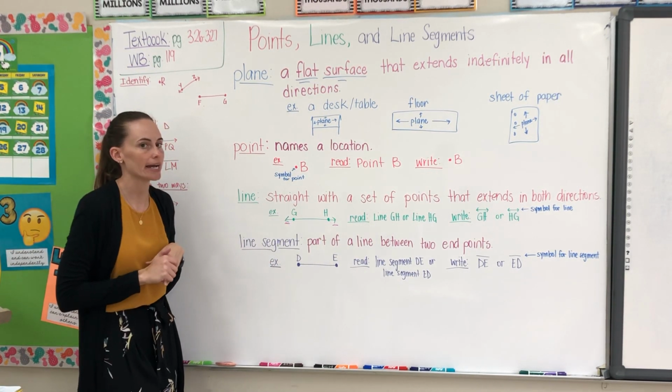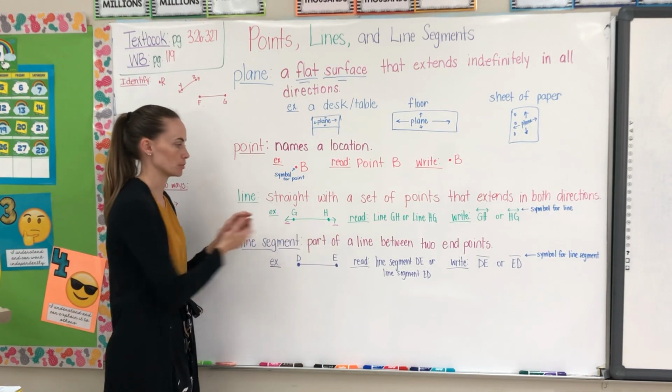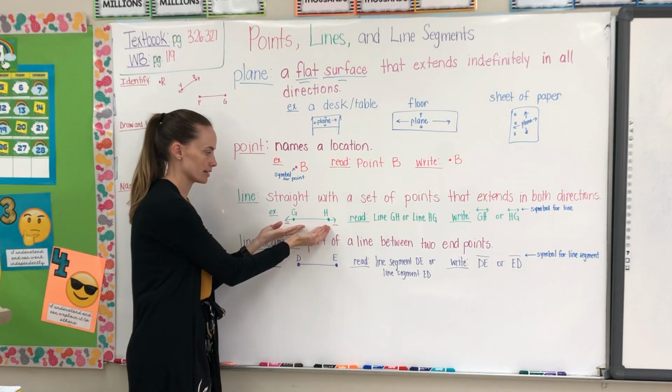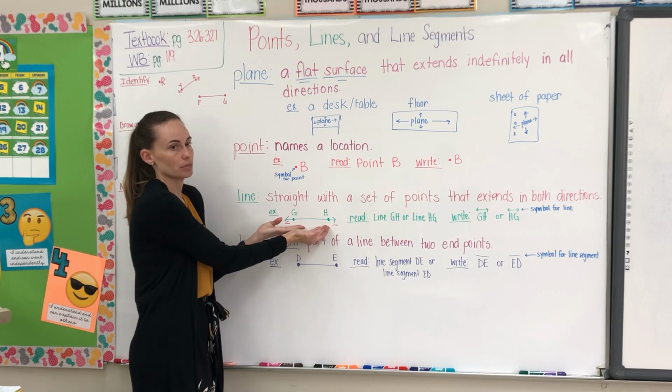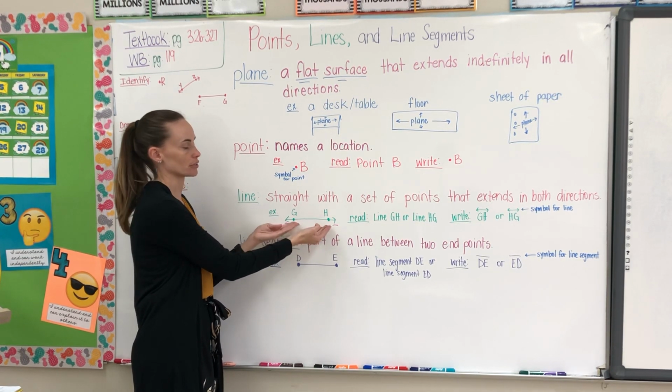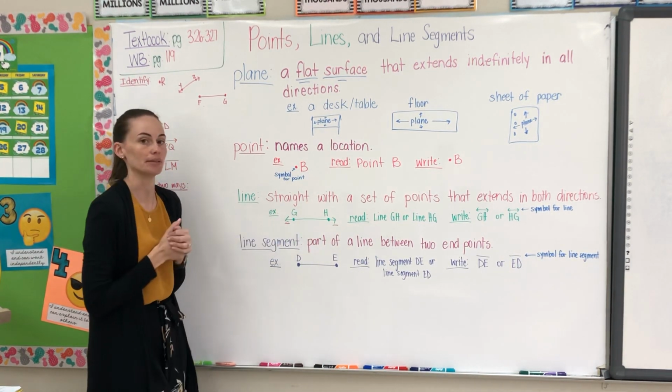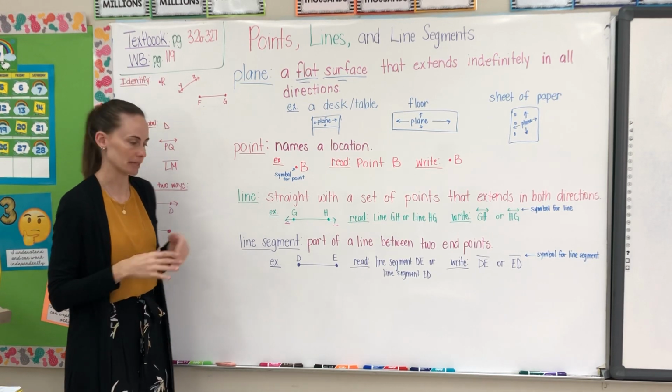Could we put FW, line FW? No, because in this example, we don't have an F or a W. We only use the points that they're giving us. That's how we would label it. How would we identify it or name it?